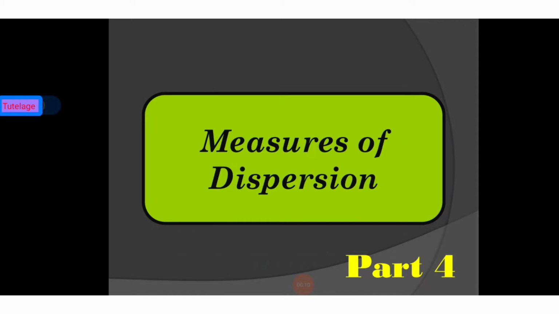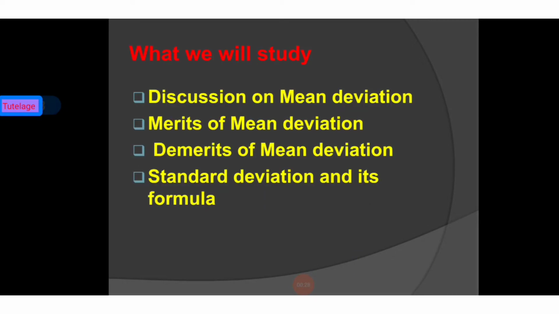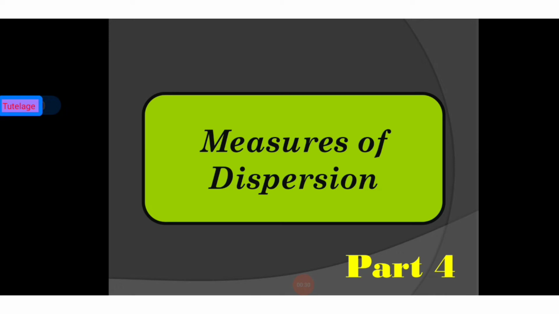In my last session, we had already discussed some topics under the chapter that is measures of dispersion, and that's why the previous session is called Measures of Dispersion Part 3. But today we are going to start a new session with some new topics under the same chapter, that is measures of dispersion. That's why this session is called Measures of Dispersion Part 4.